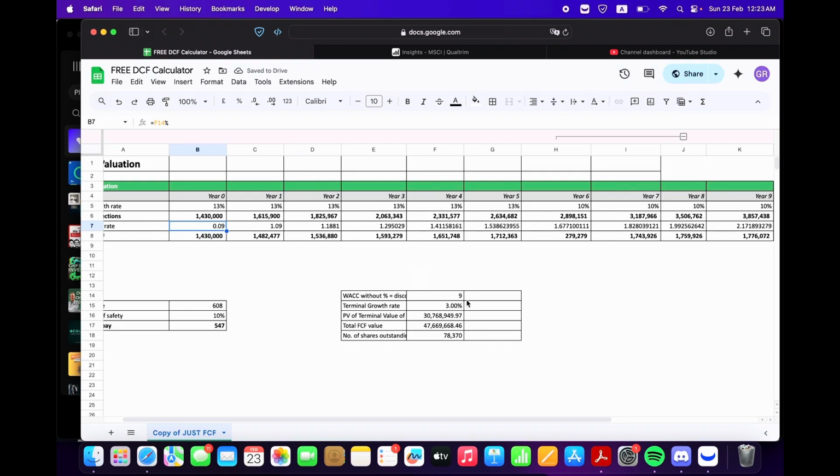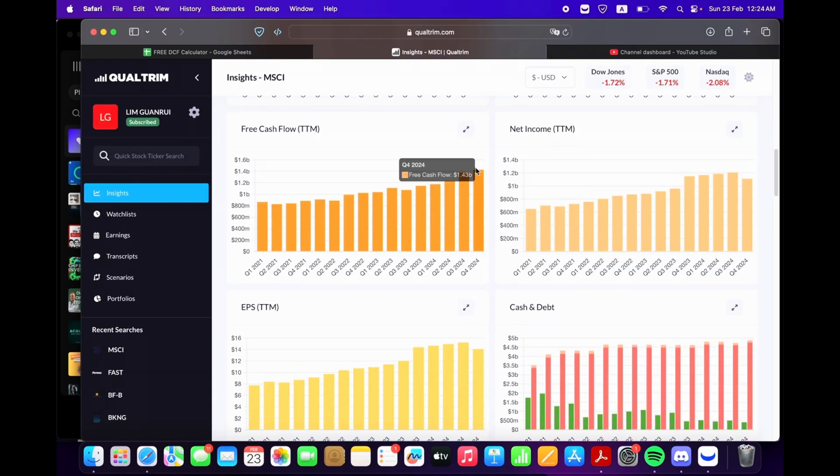And then the next one, this is your weighted average cost of capital or your discount rate. For this one, you can either put it at 10% or 9%, or you can even increase it higher if you think the company is not very predictable. But for me, MSCI is a high quality business, it's quite predictable, so I decided to put it at 9% instead. Next is to forecast the growth.